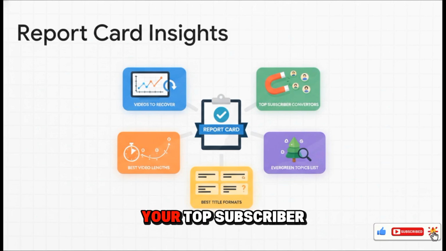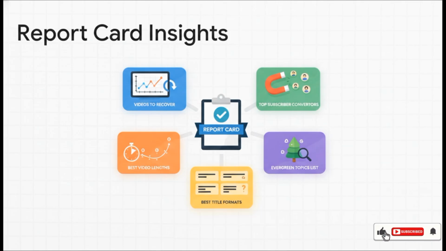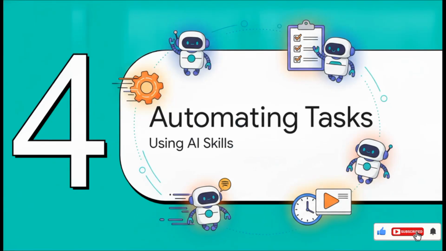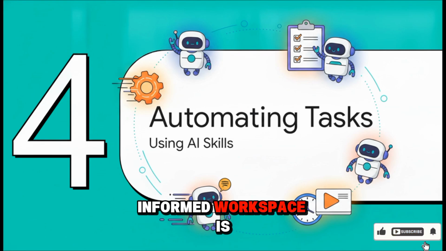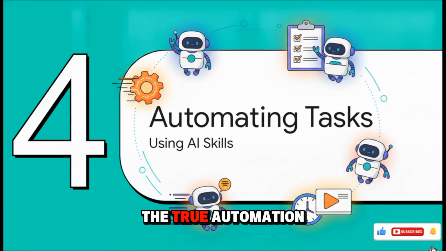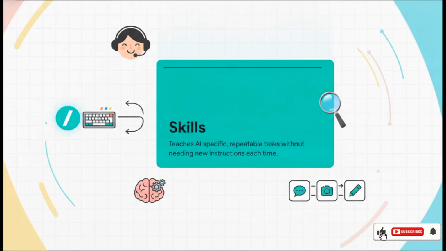It also highlights your top subscriber converters, ideal video links, evergreen topics, and your absolute best title formats. Section 4, automating tasks with skills. Now, having a highly informed workspace is awesome, for sure, but executing tasks quickly, that is where the true automation actually happens. The source calls this feature out as a massive shift in how we actually talk to AI.